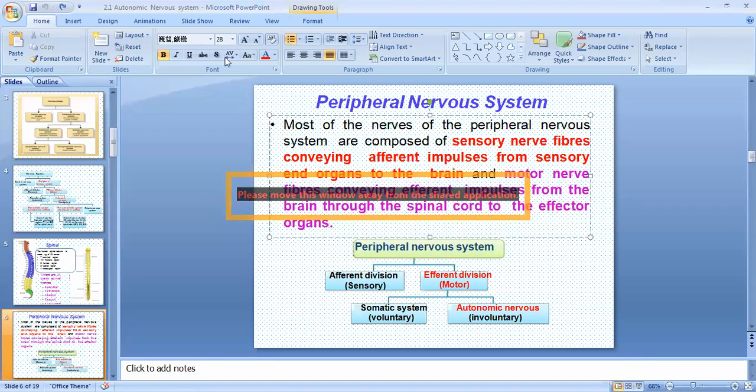This line is coming in yours also. Yes, ma'am. Okay, just wait.